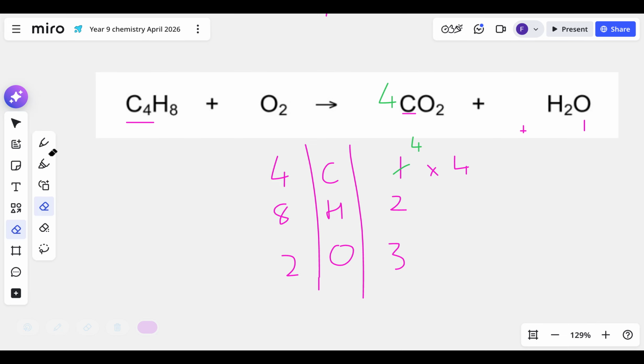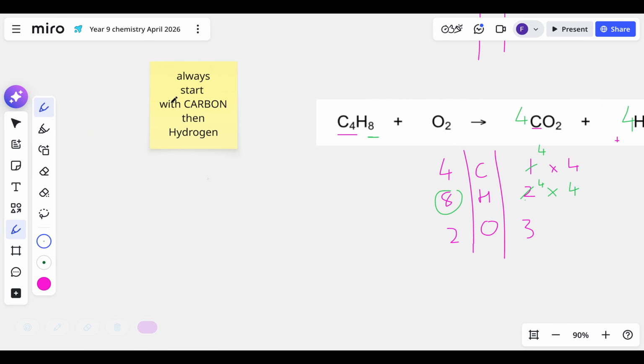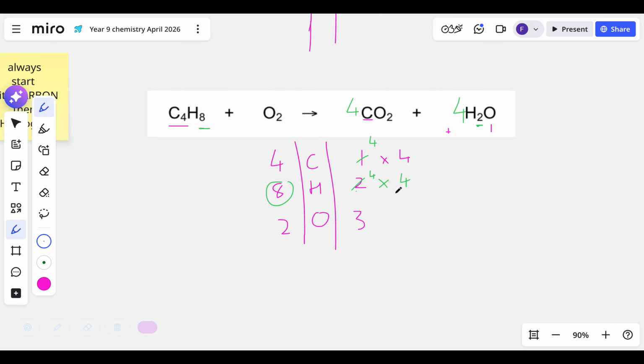My carbons are happy. Now let's look at our hydrogens. We've got 8 hydrogens. Over here we've got 2 hydrogens, but I want 8. So I'm going to times this by 4, because 4 times 2 is 8. I'm going to put a big 4 there, cross that out and change to 4. I'm happy. Now look at my sticky note, deal with carbons and hydrogens first. I now deal with my oxygens. My oxygens have changed because I've changed the number of carbons and the number of hydrogens.